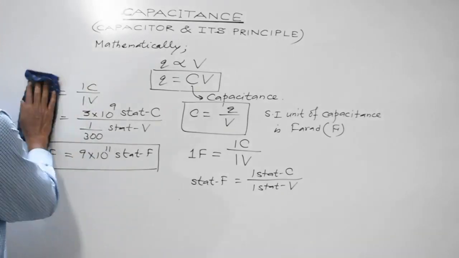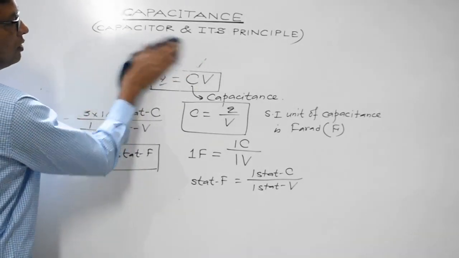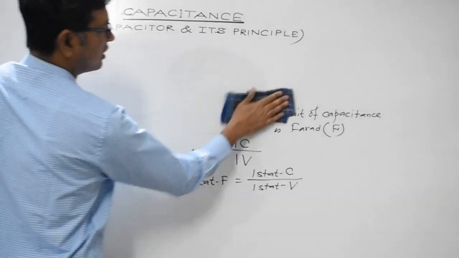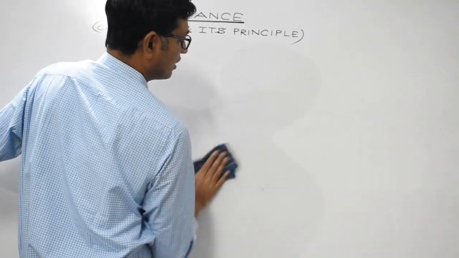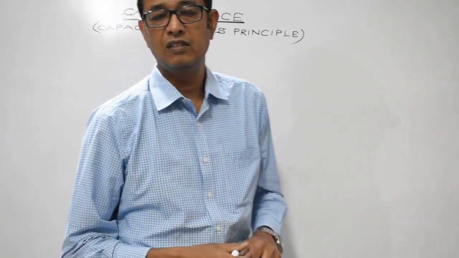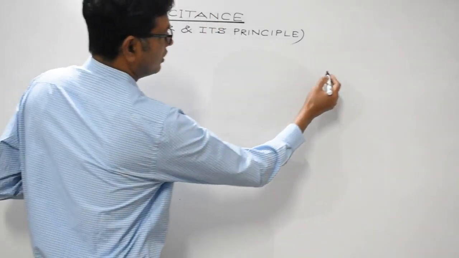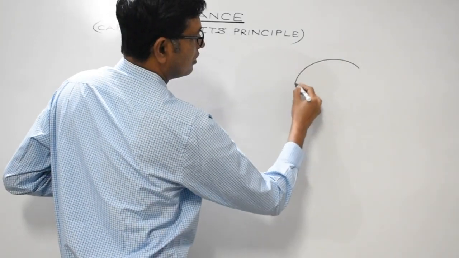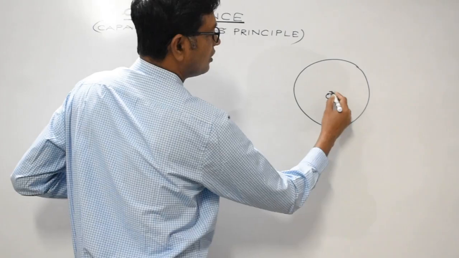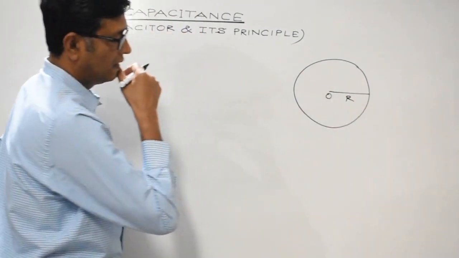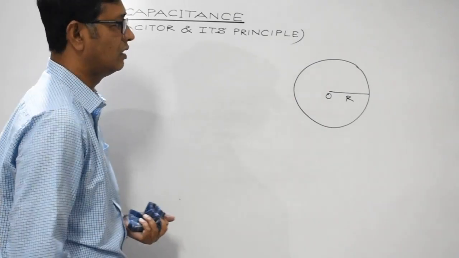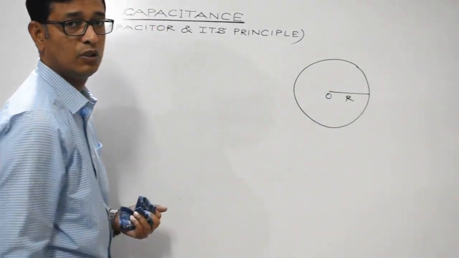So, we are going to find out the expression for the capacitance of a spherical conductor. Suppose we consider a sphere of radius r. This is a sphere of radius r. This is the center and its radius is r. And charge is uniformly distributed over it, throughout its volume, right? Charge Q is distributed uniformly over it.